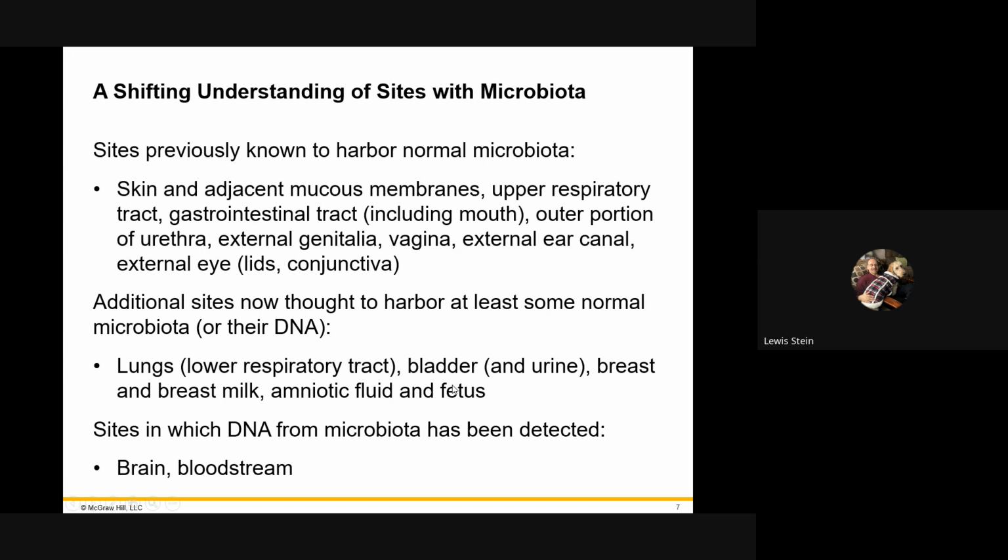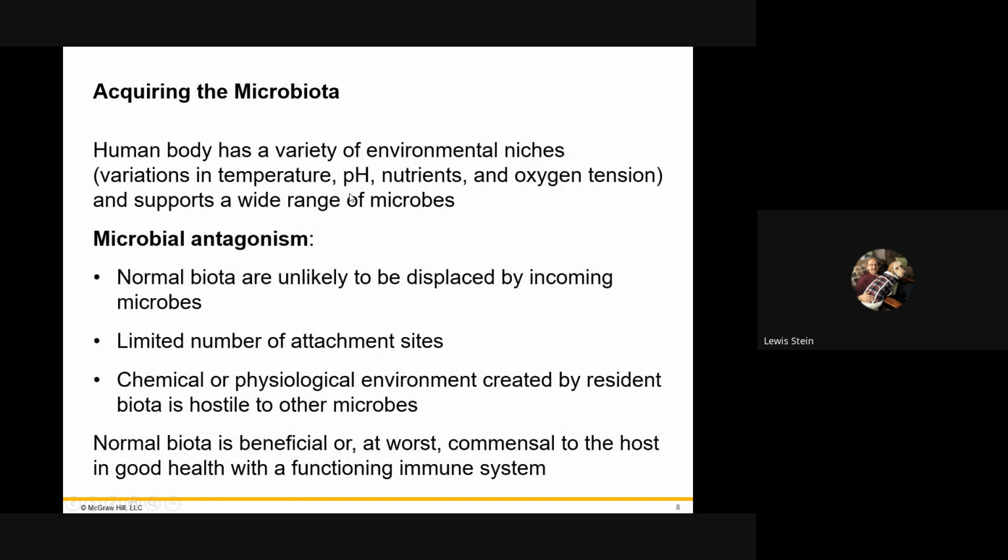Look where else. Bladder, okay, breast and breast milk, amniotic fluid, fetus, okay, and we've even seen it in the brain. Well, the bloodstream is not. Every time you eat, you get to some extent a transient bacteria. The fact that destroyed ones still have some DNA in there is somewhat interesting. That's there. So it's different from wherever you are.